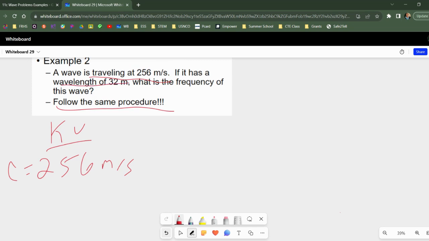It has a wavelength of 32 meters, pretty easy to find. So we're going to write wavelength as 32 meters. And now what are we looking for? The frequency, so f question mark. That's what we're looking for.